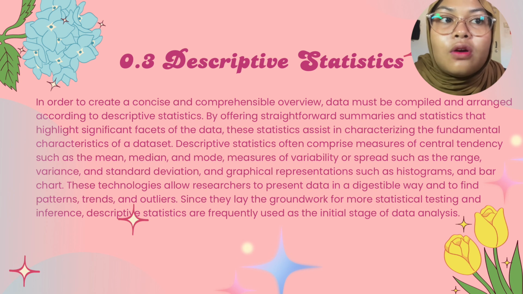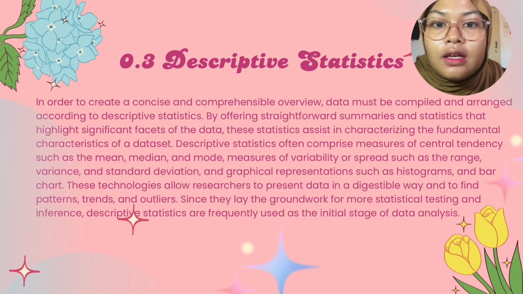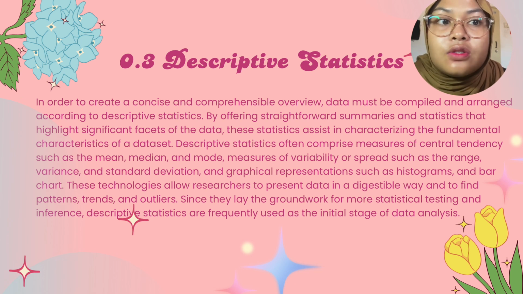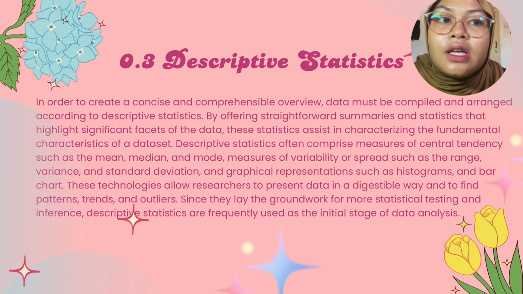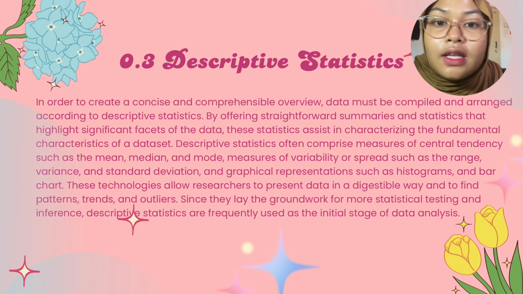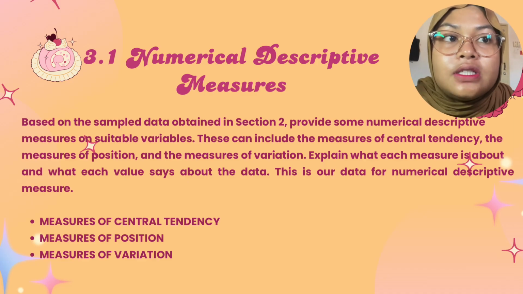Descriptive statistics often comprise measures of central tendency, such as the mean, median, and mode. Measures of variability or spread, such as the range, variance, and standard deviation, and graphical representations such as histogram and bar chart. These technologies allow researchers to present data in a digestible way and to find patterns, trends, and outliers. Since they lay the groundwork for more statistical testing and inference, descriptive statistics are frequently used as the initial stage of data analysis.